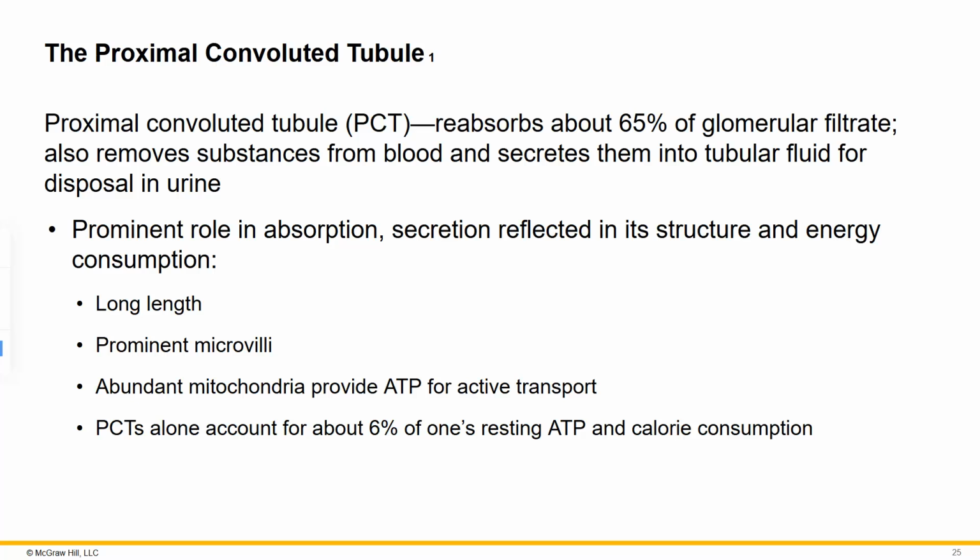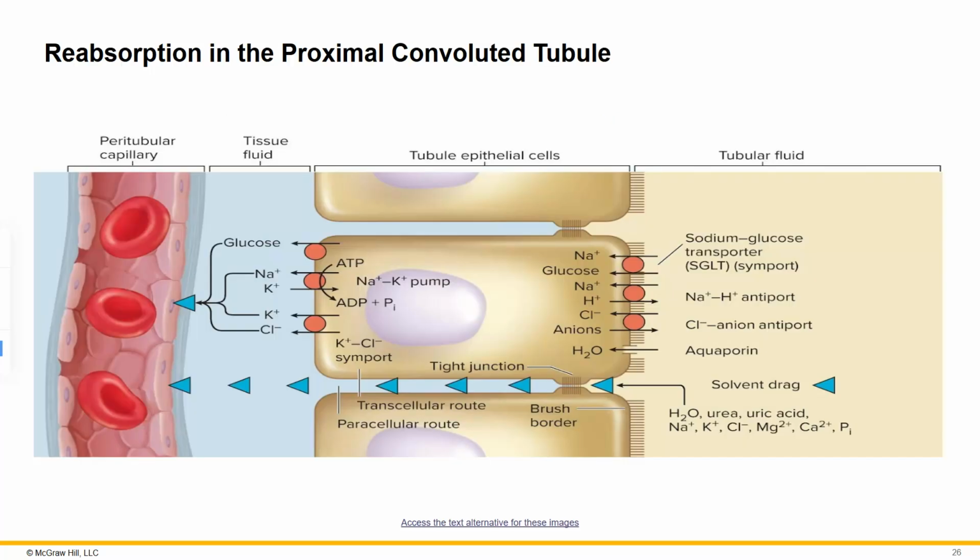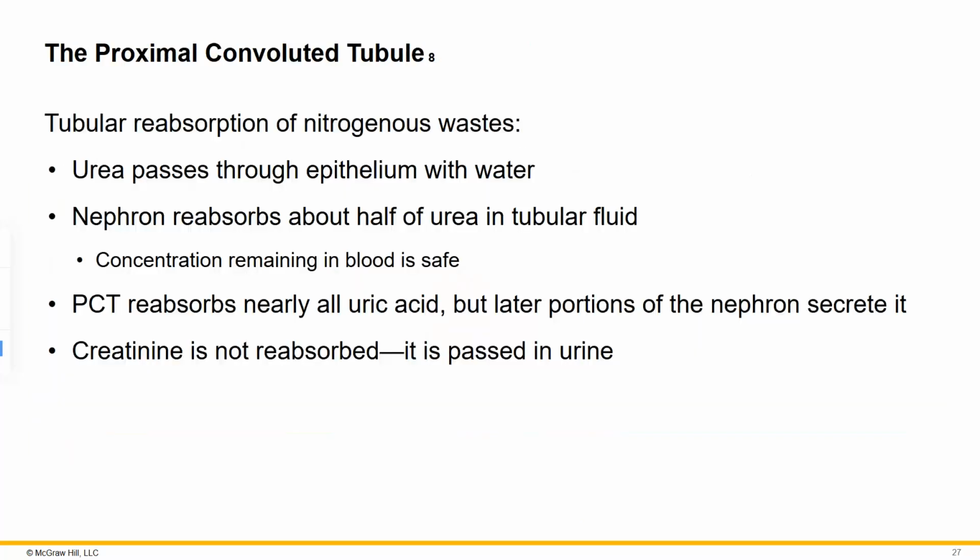The first part along the way is the proximal convoluted tubule. This reabsorbs about 65% of the glomerular filtrate. It also removes substances from the blood and secretes them into tubular fluid for disposal in the urine. A prominent role in absorption and secretion is reflected in its structure and energy consumption. All sorts of different types of nutrients are reabsorbed in this location: sodium, glucose, hydrogen, chloride, anions, water, all sorts of stuff.